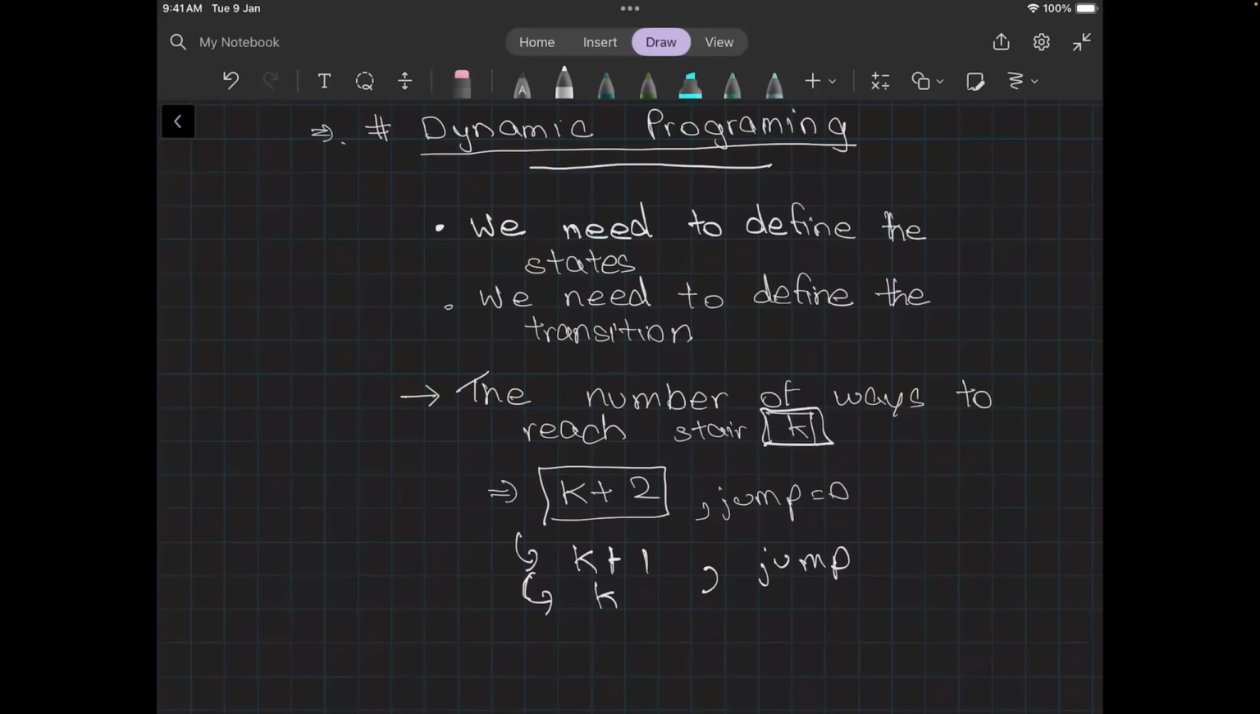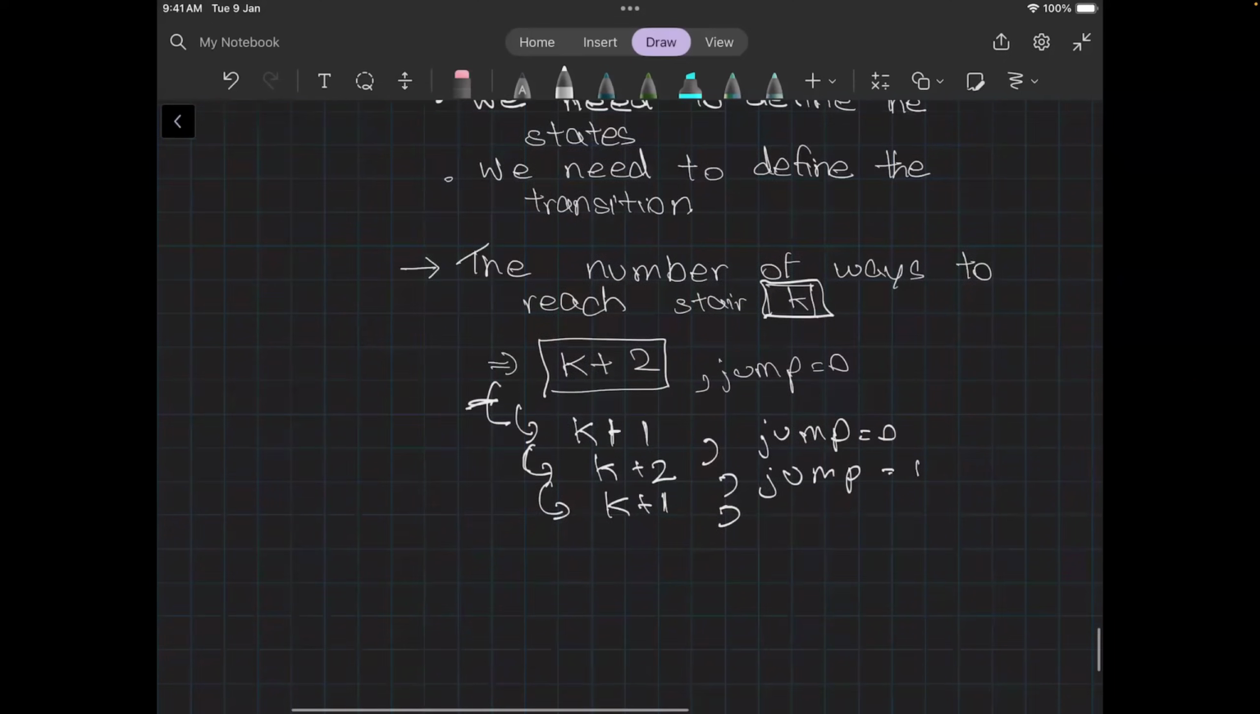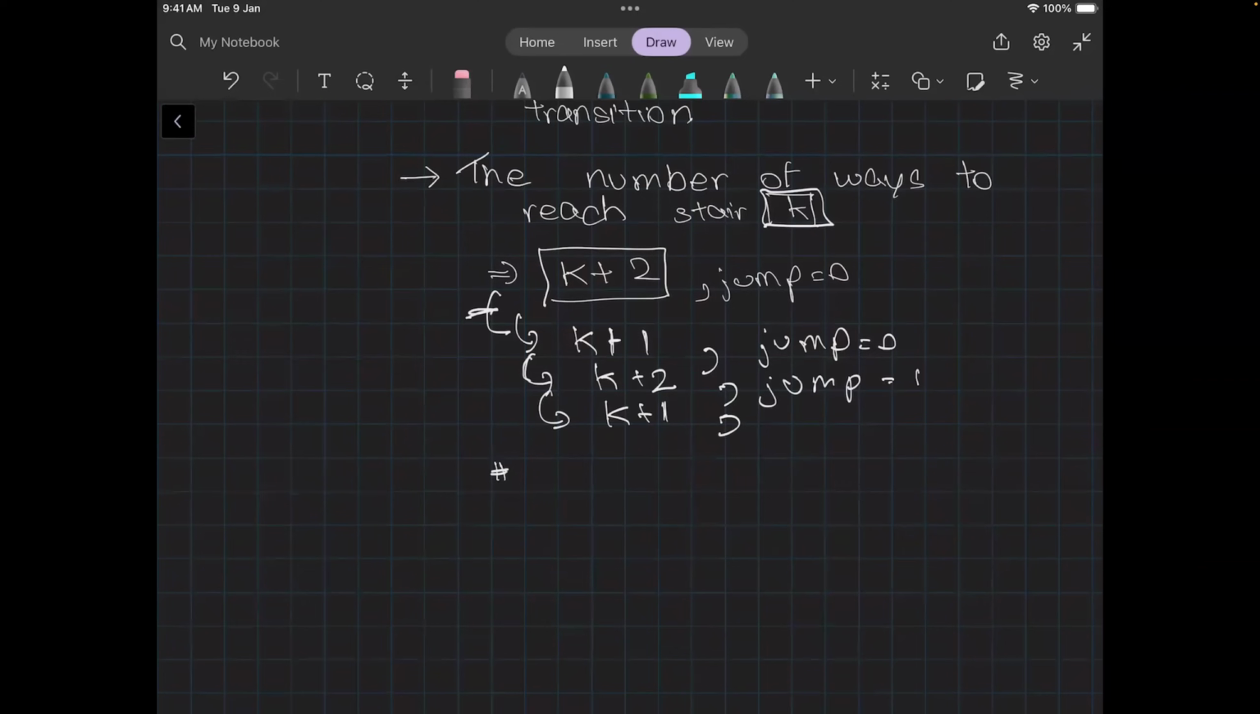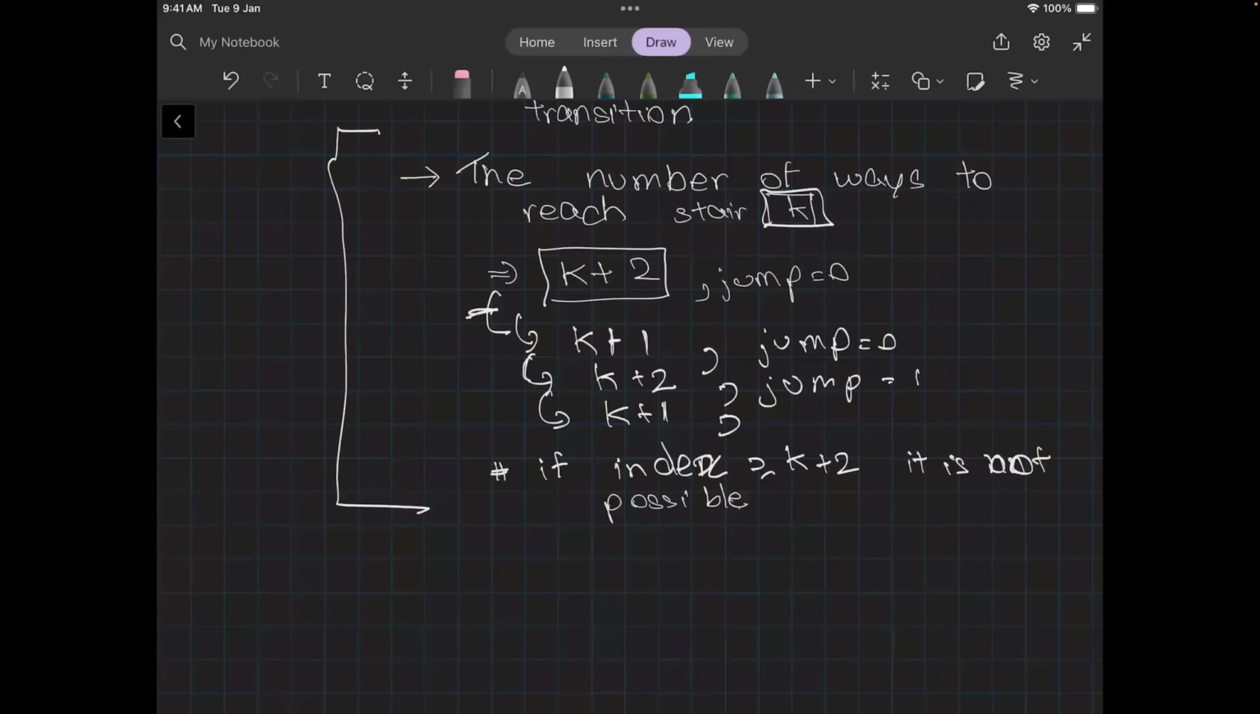Now I cannot go back to K because I have already done this step. So let's say I go to K plus 2 raised to jump. Jump is 0, so it will be K plus 2 again, and jump will become 1. Now let's say I want to go back, I will go back again to K plus 1 and jump is 1. But I can never ever go back to staircase K. So what is the base condition right here? If I am on a staircase number which is greater than or equal to K plus 2, then it is not possible. This is something that I wanted to tell you guys before moving on to our dynamic programming solution. This is a base case.